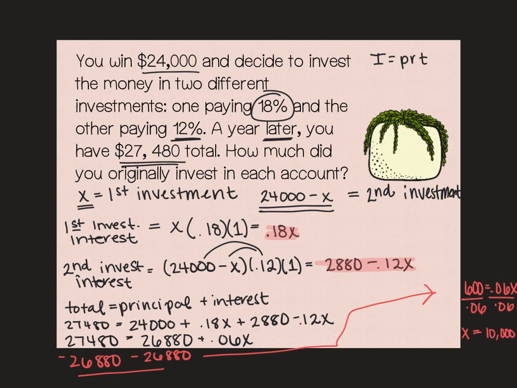So following up with our question, how much did you invest in each account? In the first investment that had 18% interest, I invested $10,000. And in the account that had 12% interest, if I take 24,000 minus 10,000, I invested $14,000.